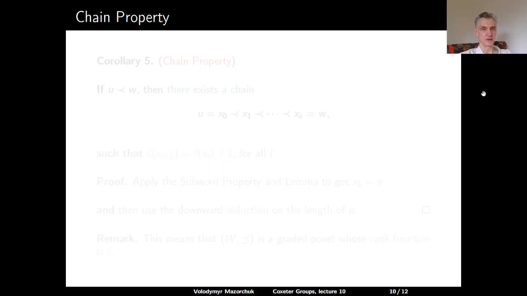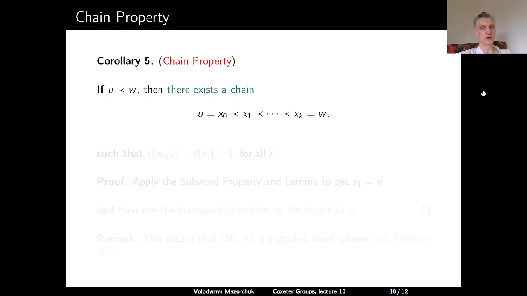And as another corollary, let's formulate something which is usually called the chain property. If u is Bruhat smaller than w, then there exists a chain u is equal to x0, which is Bruhat smaller than x1, which is Bruhat smaller than x2, and so on, Bruhat smaller than xk, which is equal to w, such that the length of x_{i+1} is equal to the length of x_i plus 1 for all i. So we can go from u to w, increasing the length of an element by 1 step by step, and we will go up the Bruhat order.